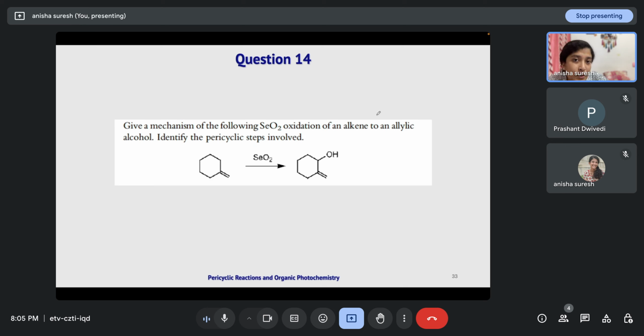Now coming to the next question, question number 14. Give the mechanism of the following selenium dioxide oxidation of an alkene to an allylic alcohol. Predict the pericyclic steps involved.